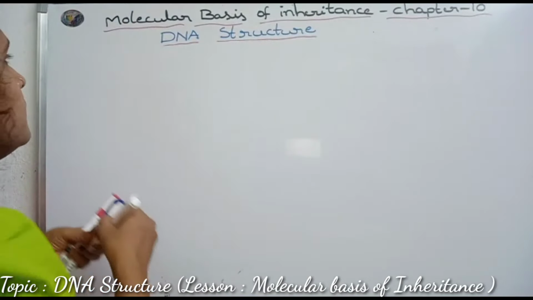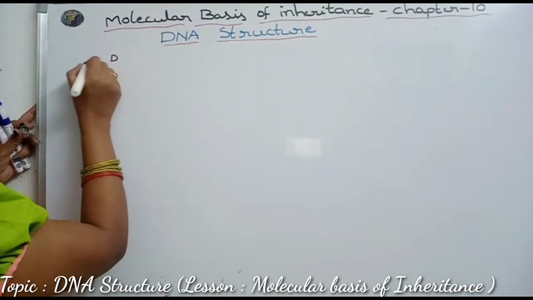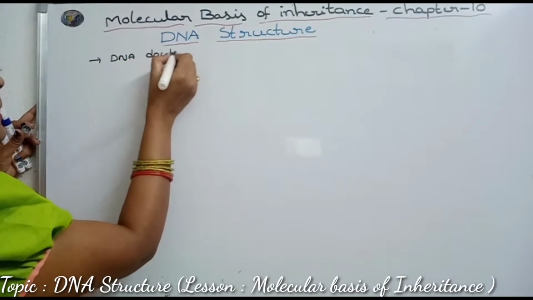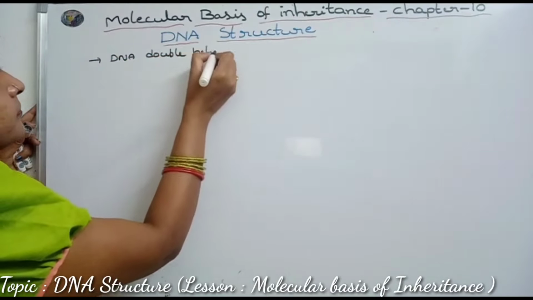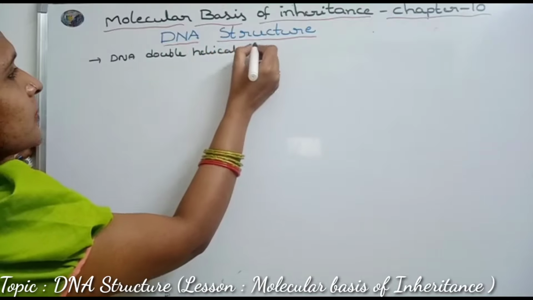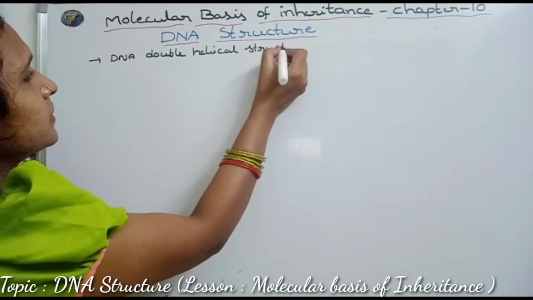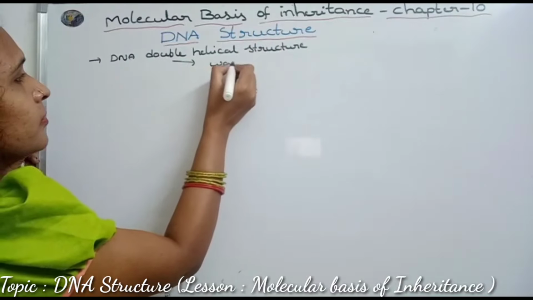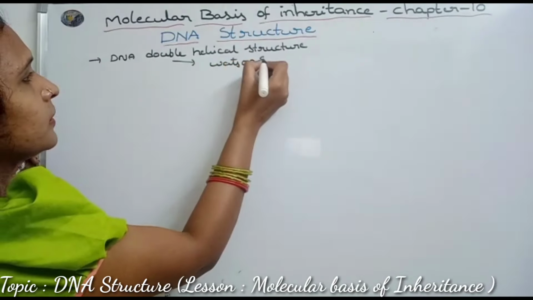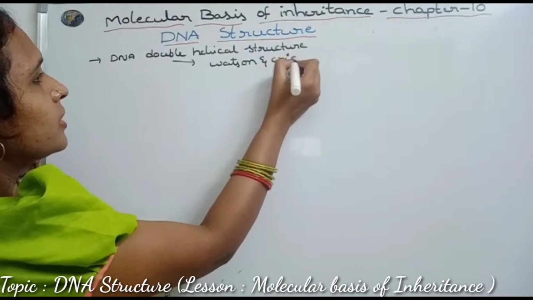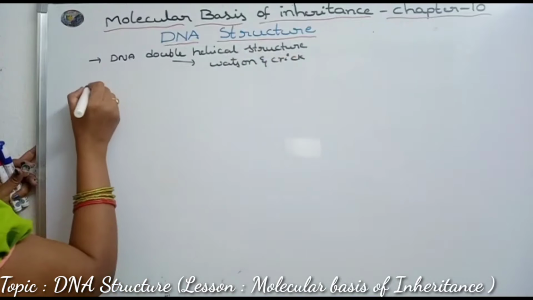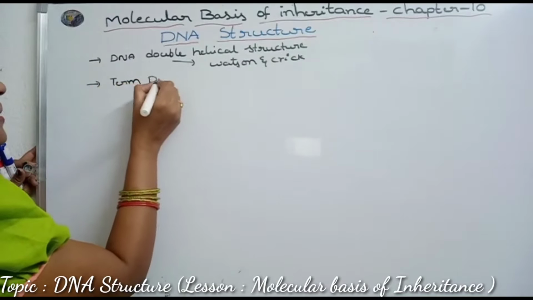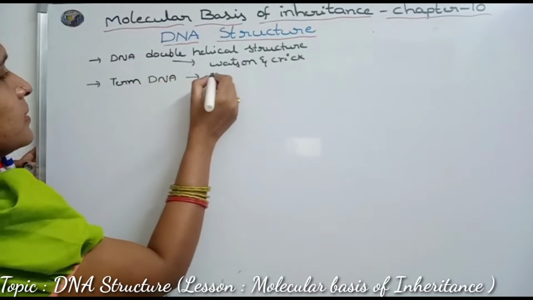DNA is a double helical structure. This double helical structure was proposed by Watson and Crick. The term DNA was coined by Jackaris.